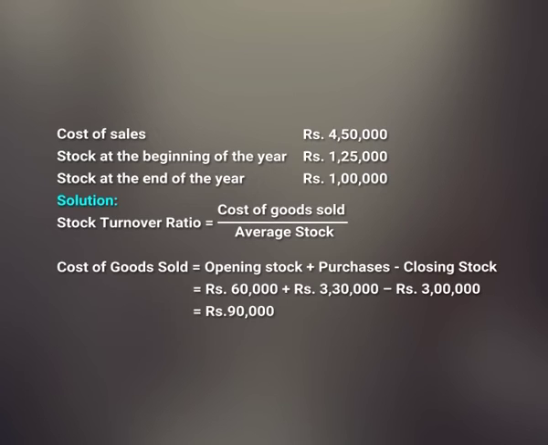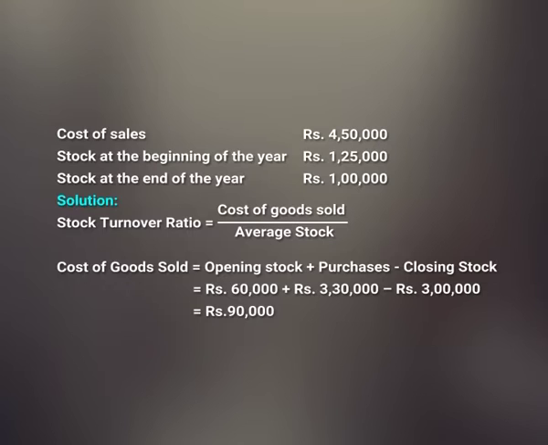Now, we will see one more question. Calculate the stock turnover ratio from the following. Cost of sales rupees 4,50,000, stock at the beginning of the year rupees 1,25,000, stock at the end of the year rupees 1 lakh. Now, we will see the solution to this question.